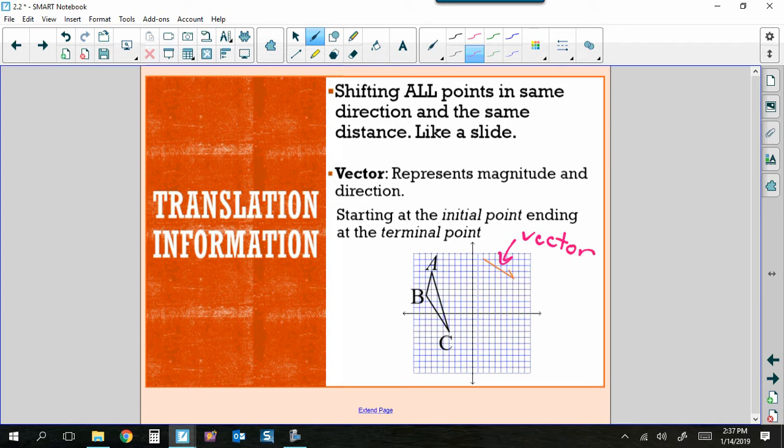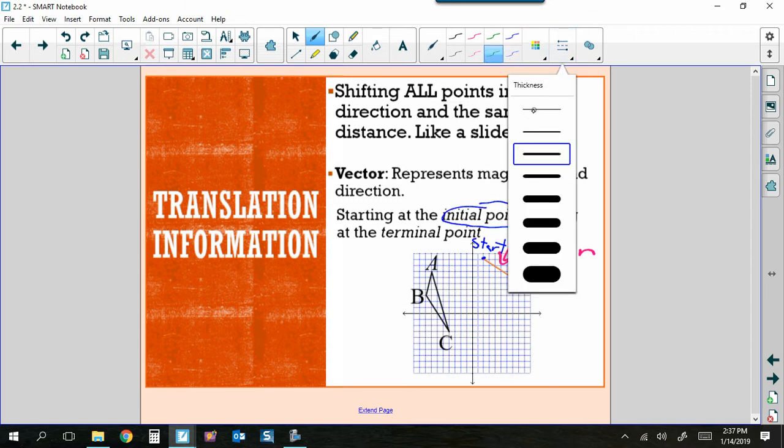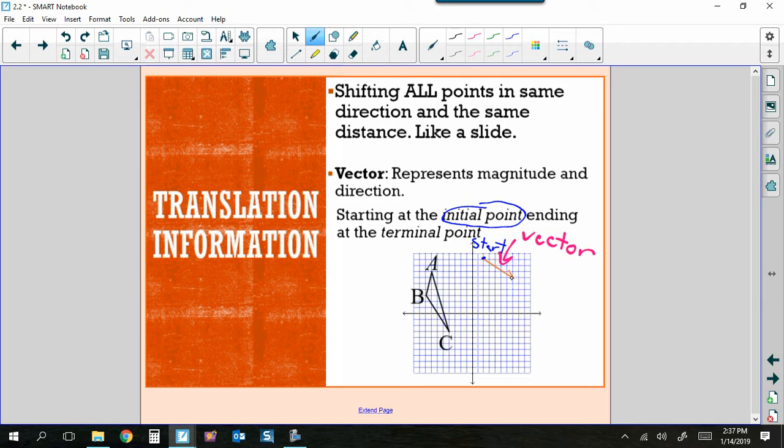A couple of vocabulary words you just had: the word vector, the word magnitude, initial point, and terminal point. These are all parts of the vector that you need to know. The initial point is where the vector starts. So this is your start right here. Start is going to be your initial point. The terminal point is where the arrow is on the vector. That's where it ends. So this point right here is where it ends.